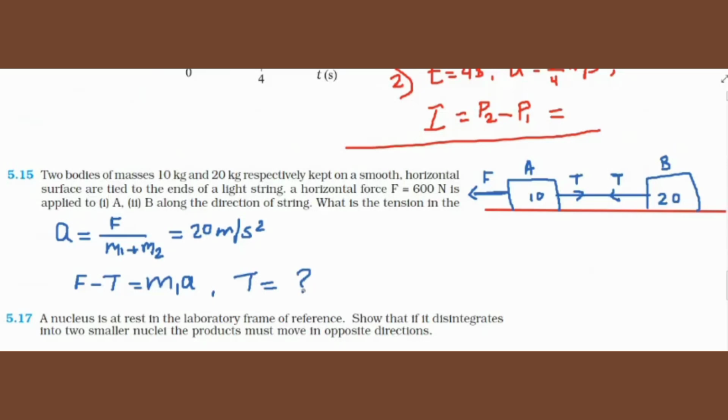This is also a free body problem actually. The same way, the opposite case. What is the opposite case? This 600 Newton force is applied on the 20 kilogram object. So use the same formula. F minus T, this time we will write for the 20 kilogram object, is equal to the net force acting on the 20 kilogram object, M2 a. So here F is 600 Newton, M2 is 20, acceleration is 20, we have calculated here, and find the value of tension.